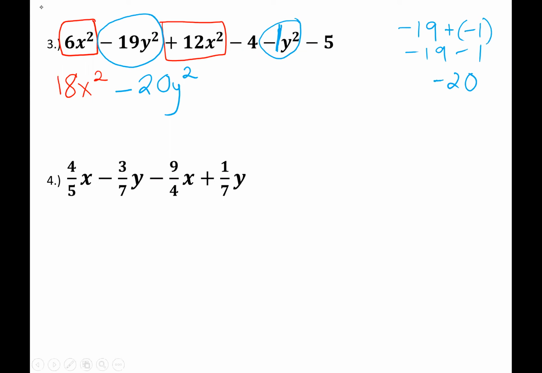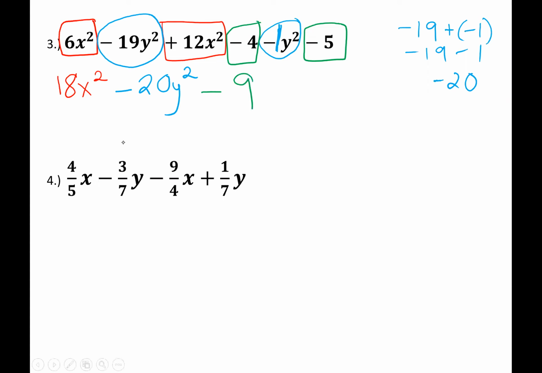So far we've done 6x squared plus 12x squared is 18x squared. Then we did negative 19y squared minus 1y squared is minus 20y squared. And the last two terms that I haven't circled, those are both called constant terms. They're just numbers, no variables. So it's minus 4 and minus 5. Those are both negative. So when I add them, I will add and keep the negative sign. So negative 4 plus negative 5 is negative 9. So I'm writing minus 9.